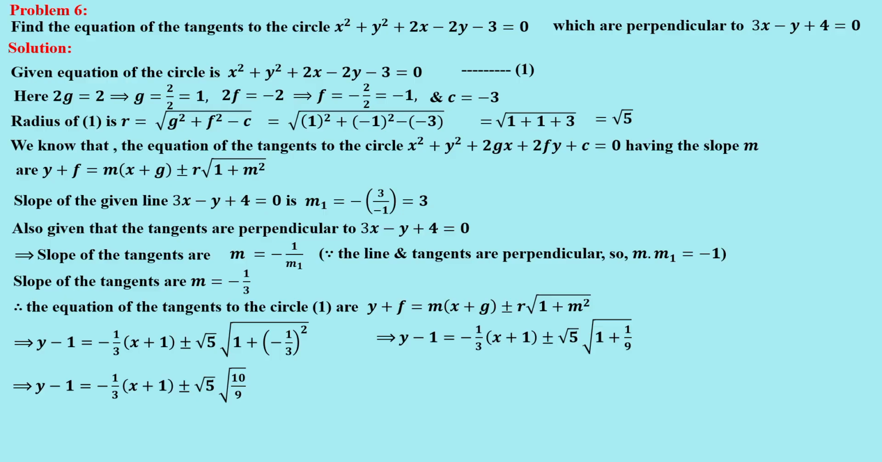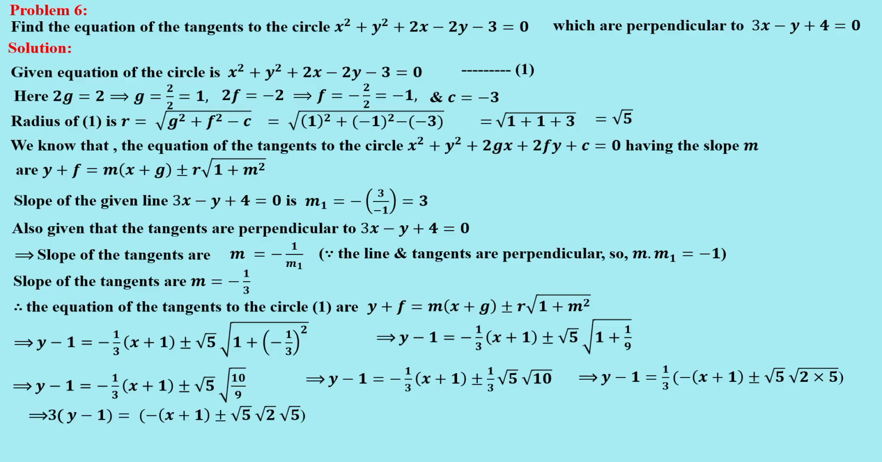Taking LCM as 9 inside the square root, 9 plus 1 is 10 by 9. So y minus 1 equal to minus 1 by 3 into x plus 1, plus or minus 1 by 3 root 5 into root 10, because root 9 is equal to 3. So y minus 1 is equal to, 1 by 3 is common, right? Take it outside. Minus x plus 1, plus or minus root 5 into root 2 into 5.